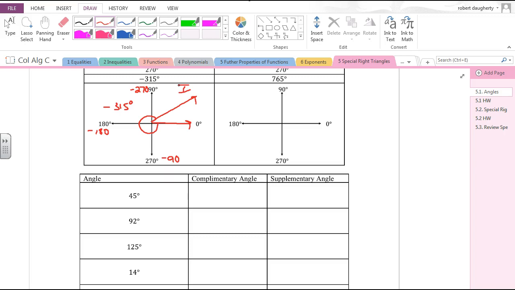765 degrees. Remember, 1 revolution is how many degrees?